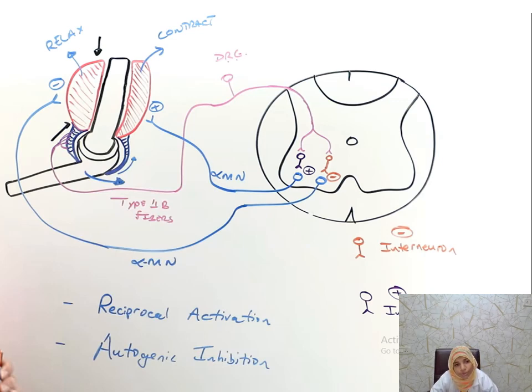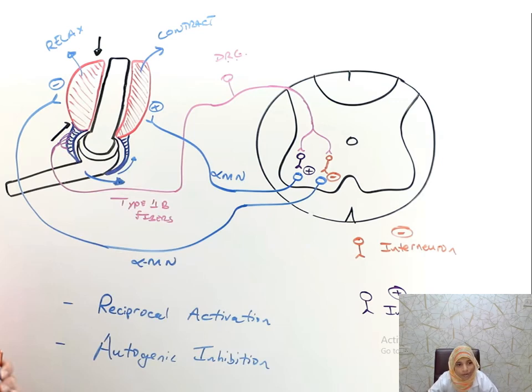So Golgi tendon organ reflex is also called inverse because this is the opposite of the stretch reflex. Stretch reflex is also called myotactic reflex. So we call this the inverse stretch reflex or inverse myotactic reflex. Why is it called reciprocal activation? Because it is causing contraction of the antagonist muscle. Why is it called autogenic inhibition? Because it is causing inhibition or relaxation of the agonist muscle.